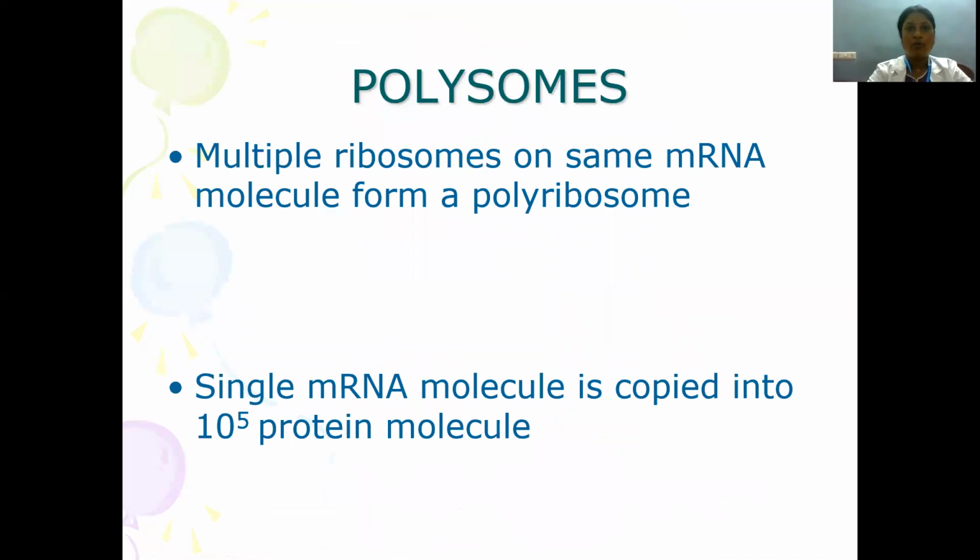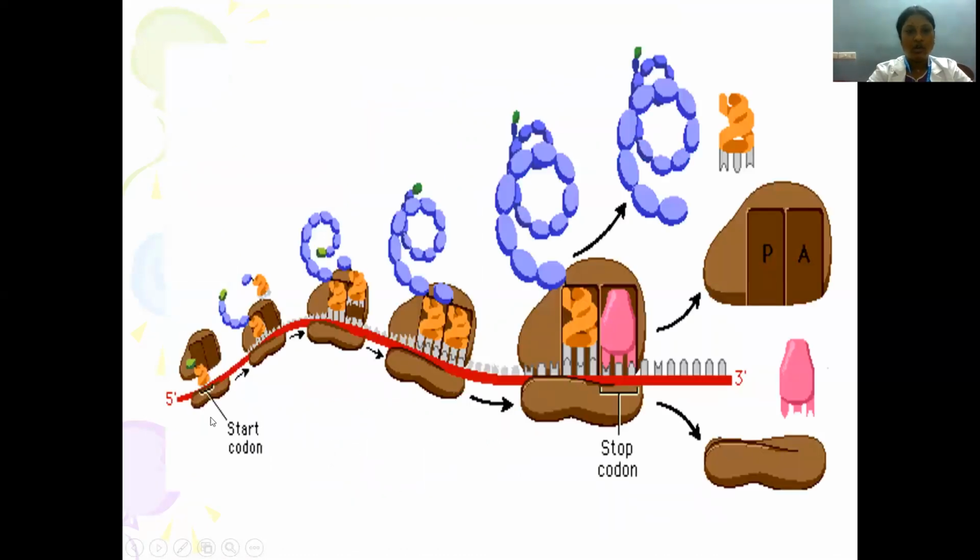So polysomes, what are polysomes? Multiple ribosomes present on the same mRNA molecule form a polyribosome. Hence a single mRNA molecule is copied into many protein molecules. Here you can see an mRNA to which so many ribosomes are associated, resulting in polypeptide synthesis. This ribosome will synthesize the desired polypeptide of this region, and here it will synthesize the polypeptide of this region, and similarly here it will synthesize the polypeptide of this region.